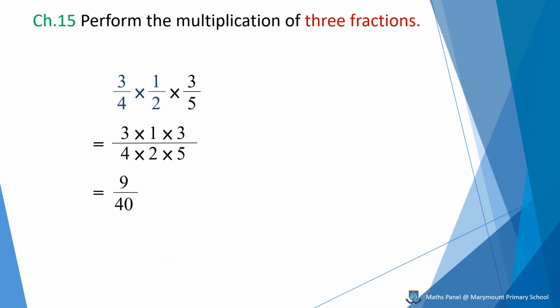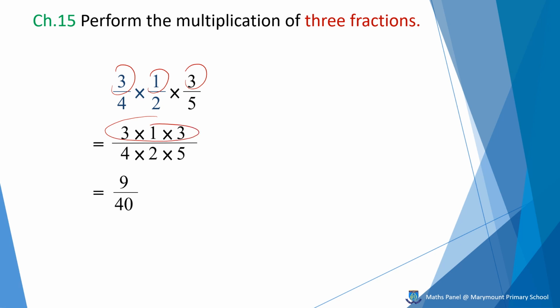To perform the multiplication of three fractions, which is the same as to perform the multiplication of fractions by fractions, have a look at this example. 3 over 4 times 1 over 2 times 3 over 5. Numerators are 3, 1, and 3. Do the multiplication of them.